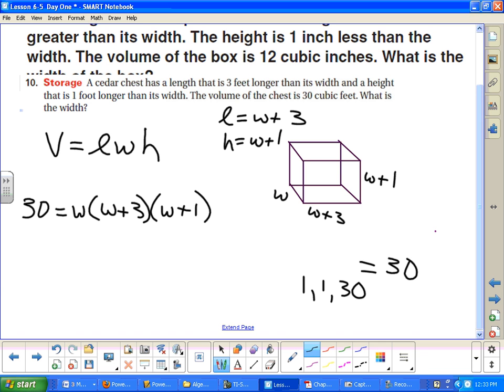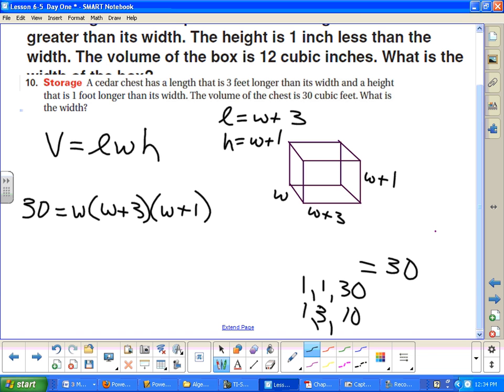3 and 10. So I could say 1 times 3 times 10. That would give me 30. But that doesn't work either, does it? If the width is 1, that's not plus 1, that's not plus 3. So we could just guess and check until we end up with those numbers. And we could also do the multiplication. Multiply this all out.